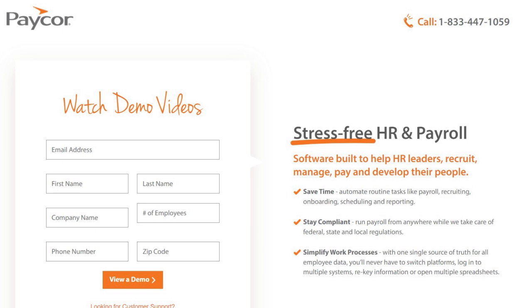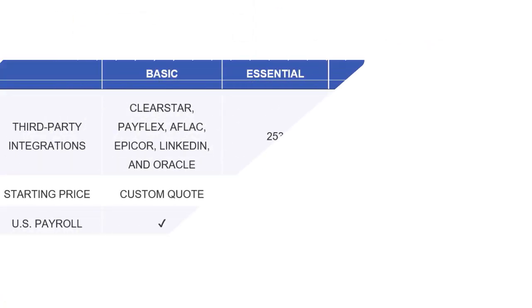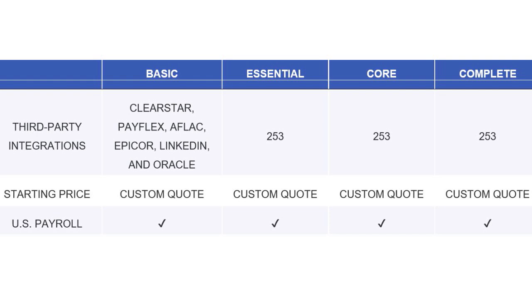So regardless of whether you have 50 or 500 employees or even 5,000 employees, you have to contact the Paycor sales team for a custom quote. So this is kind of similar to the game that Paylocity was playing too, right? So when we talk about basic, for instance, you have third-party integrations such as ClearStar, Payflex, Aflac, Epicor, LinkedIn, and Oracle. On the essential, core, and complete, you have 250 to 253 integrations.